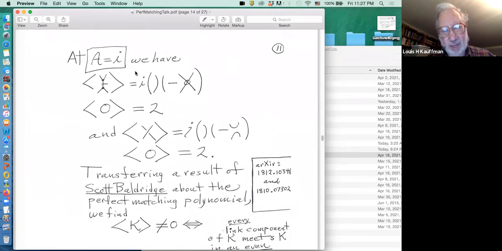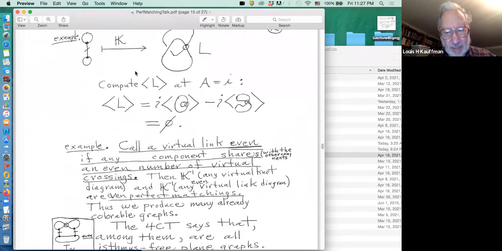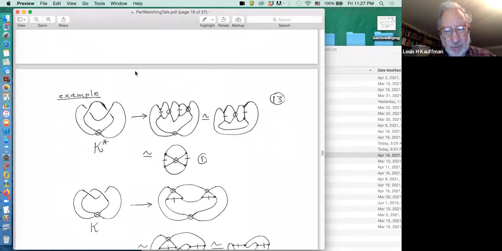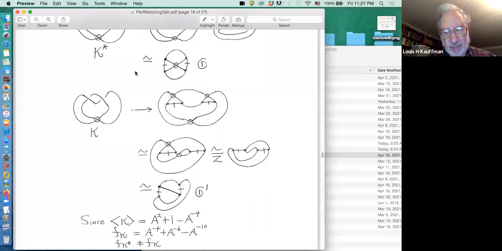Then certain evaluations are very interesting, like evaluating A at i, or the Jones polynomial at 1. And I won't bother you with that, but you'll see in these notes that I'm giving you. And then, of course, you can calculate examples. Like here we have what I called the mirror image of the standard virtual trefoil, and it goes over to this graph. And here's the virtual trefoil, and it goes over to a slightly different graph. And then you can calculate the polynomials and find out that indeed these two graphs are different.